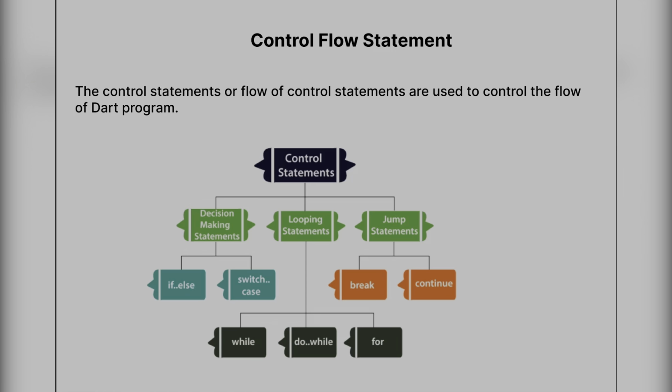So this is the definition of control flow statement. Control statements or flow of control statements are used to control the flow of Dart, whatever I explained to you. These are the following types of control flow statement available in Dart. First of all, decision making statements, second looping statements, and third jump statements. In the decision making statements, if else condition and switch case are included. In the looping statements, while, do while and for loop are included. In the jump statements, break and continue are included.